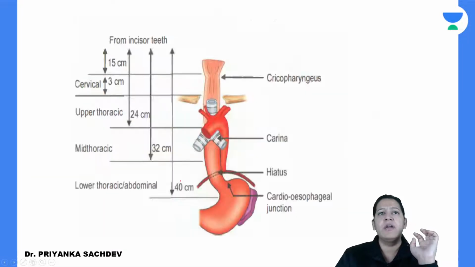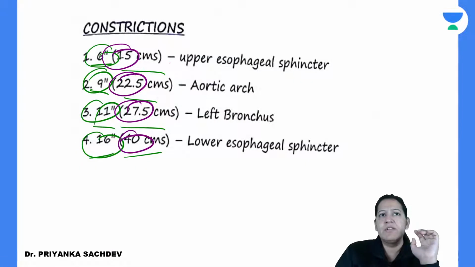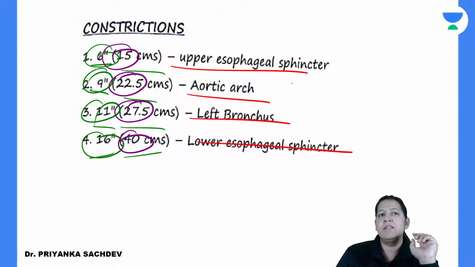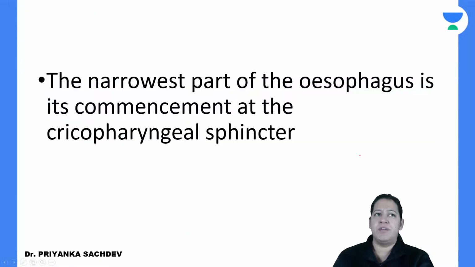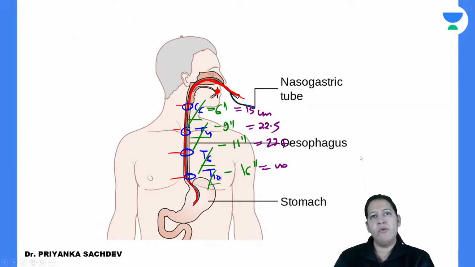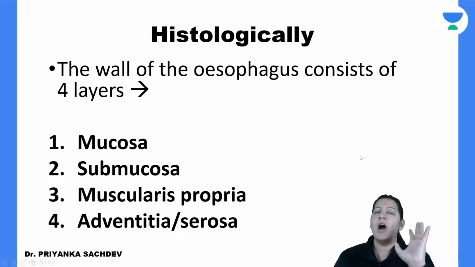Have you got it? So that is the 4 distances with 4 reasons. You can see the 4 reasons are written in front of you: C6, T4, T6, and T10. Have you got it? Give me a thumbs up in the chat box if you got it. So these are the 4 constrictions along with their reasons and their distances.